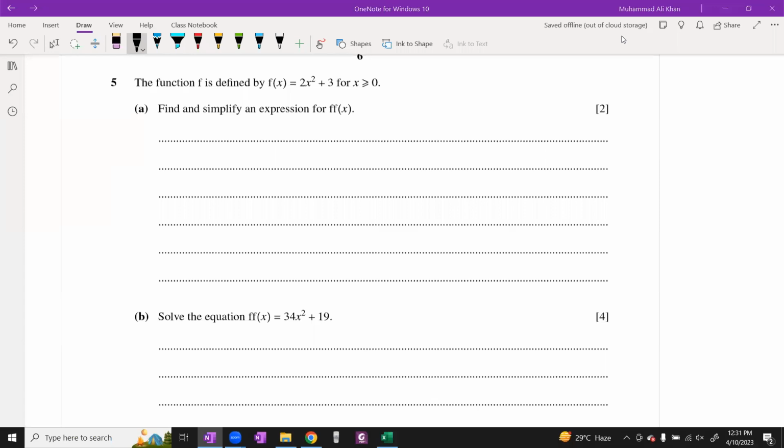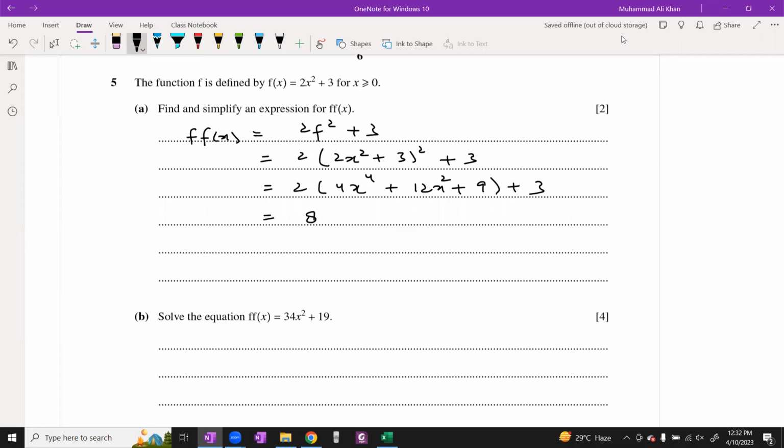Question number 5 is about the functions. Aapse kaha hai, find and simplify expression of ff(x). Function mein hi function rakhte na. ff(x), so it means 2f squared plus 3. Function ki jagah phir value rakh dijiye, aap 2(2x squared plus 3) whole squared plus 3. Simplify bhi karna hai to whole square expand karwa le, a square plus 2ab plus b square. So it will be 8x4, 24x square, 18 plus 3 is 21. Hopefully it is clear. A simple question.